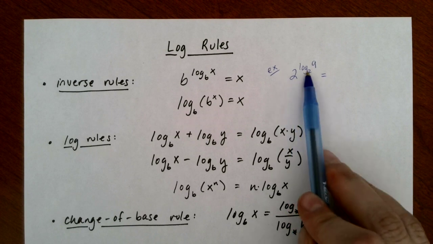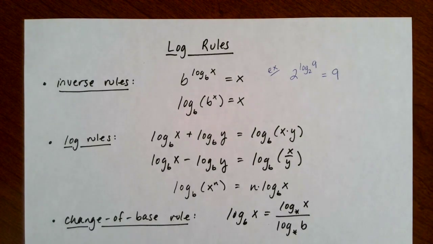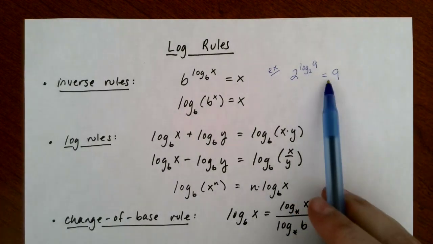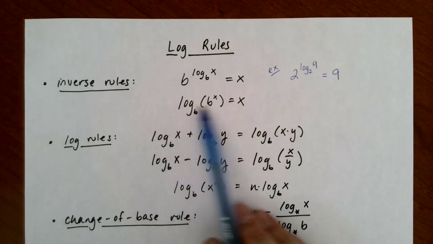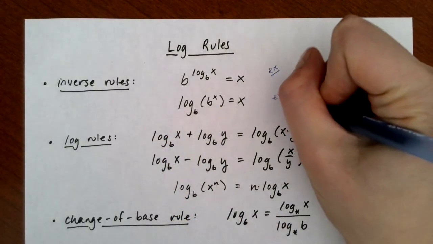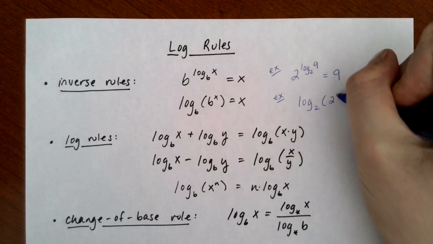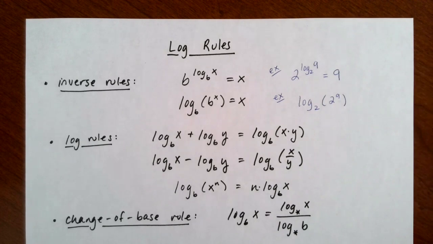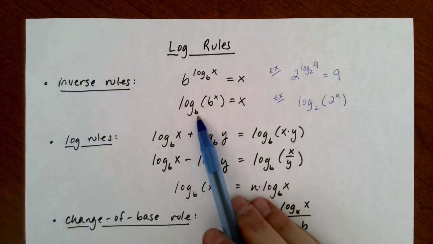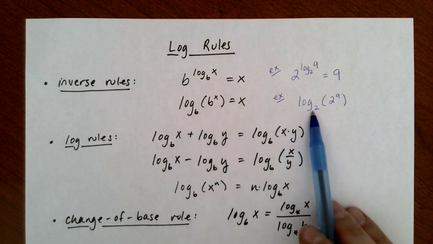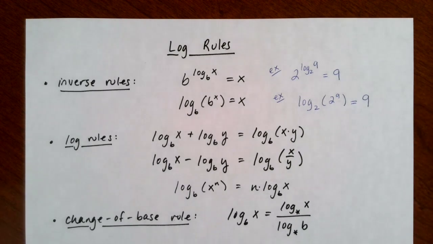But 2 to the log base 2 cancel because of this rule. And I can say, all right, this must be equal to the 9, because the 9 is the x in this example. They also cancel in the other order. So if we had instead log base 2 of 2 to the 9, I say, oh, okay, I have a log base and an exponential base that match. So they're going to cancel, and this will come out to be just 9.